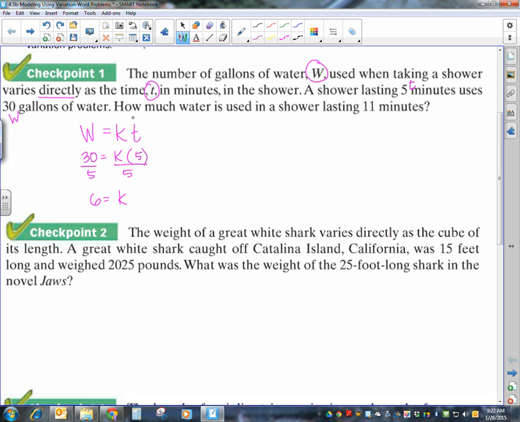Then they ask us how much water is used showering in a shower lasting 11 minutes. 11 minutes is again my T. How much water is what I'm looking for. So when I go to the second step, W is what I'm looking for, K is 6, and T is 11. So when you multiply that out, you will find out that we have 66. W is measured in gallons, so it's going to be 66 gallons.